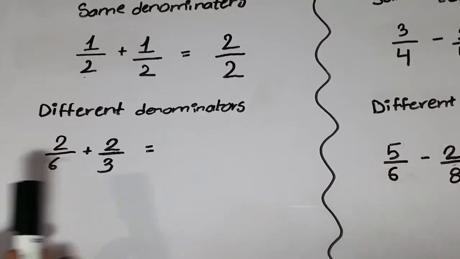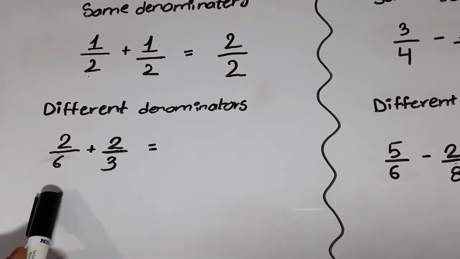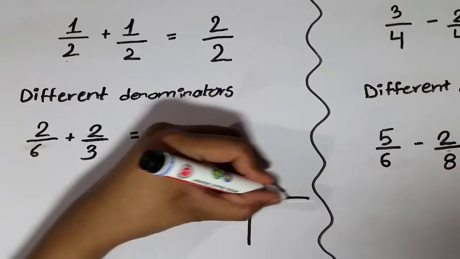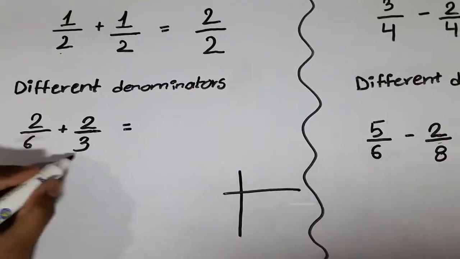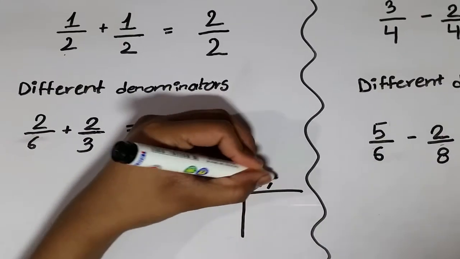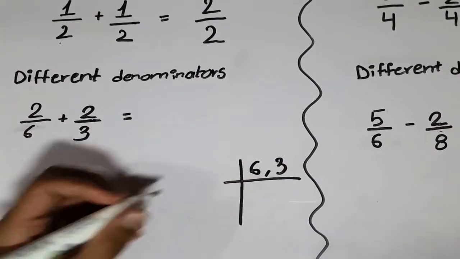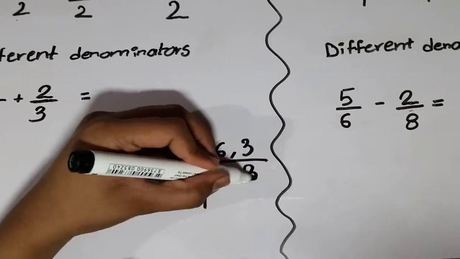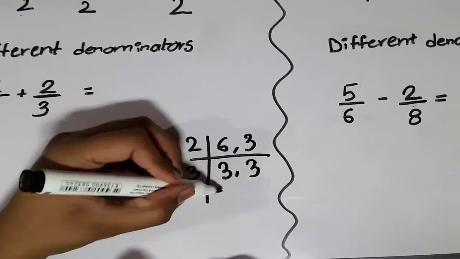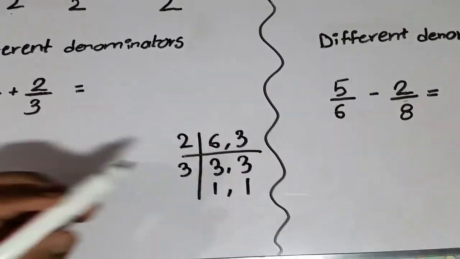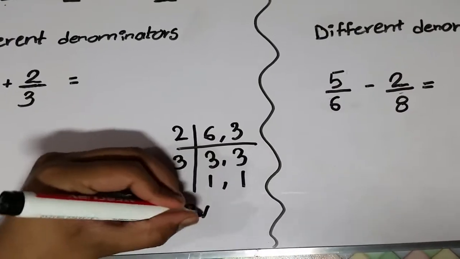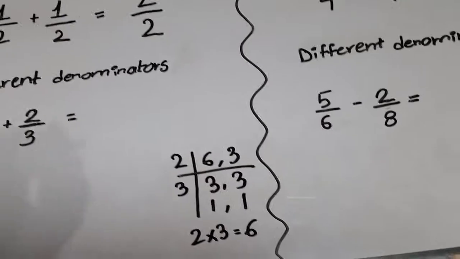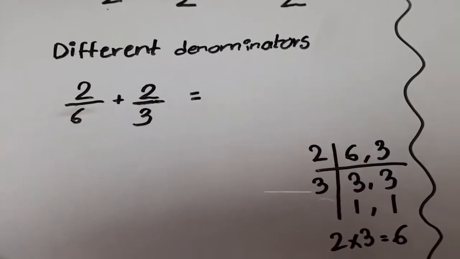So to make the denominators the same, we are going to take out the LCM. So it's 6 and 3, the denominators. So 6 comes in 2's table with 3. This 3 will be copied, and then in 3's table, 3 comes. The LCM has been taken out, so when we multiply 2 with 3, it is 6. So we need to make our denominator 6.